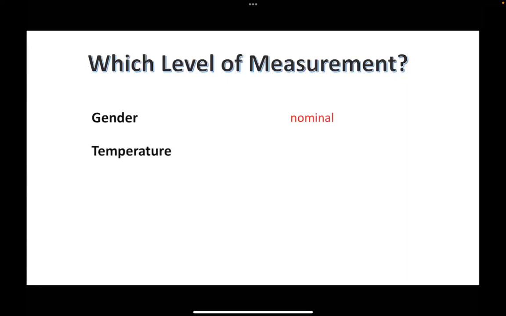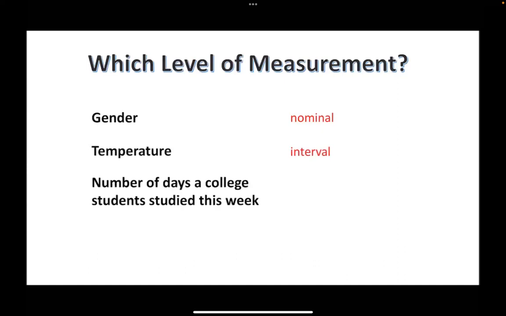Temperature. With temperature, we check, does 0 mean absence of value? No, it does not. Do I do multiplication and division with it? No, I do not. Interval. Number of days a week a college student has studied. This is quantitative, so it would be either interval or ratio. And 0 does mean absence of value, therefore it's ratio.